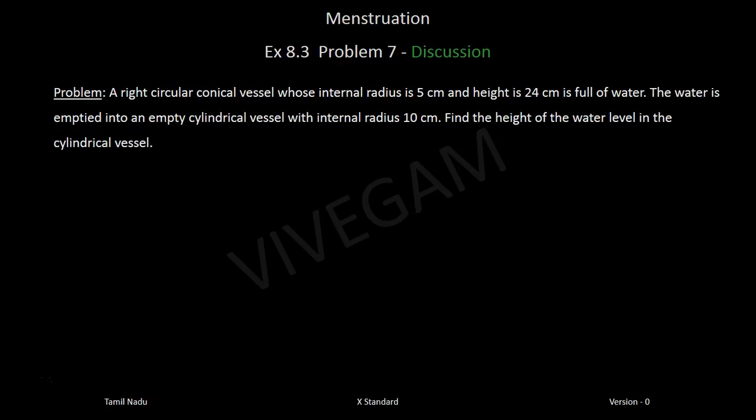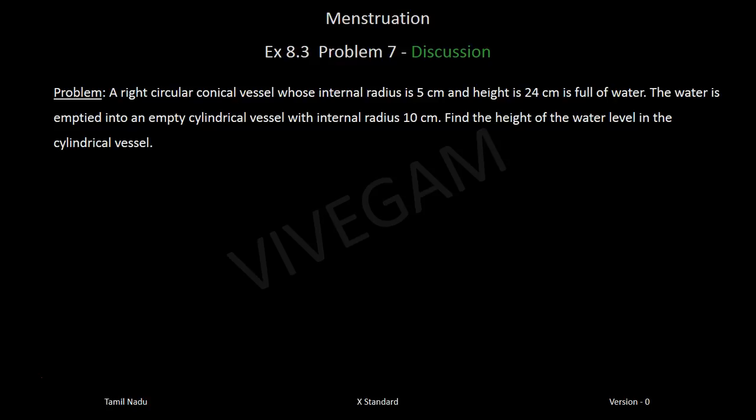Let's read the problem. A right circular conical vessel whose internal radius is 5 cm and height is 24 cm is full of water. The water is emptied into an empty cylindrical vessel with internal radius 10 cm. Find the height of the water level in the cylindrical vessel. Okay, that's an interesting problem.